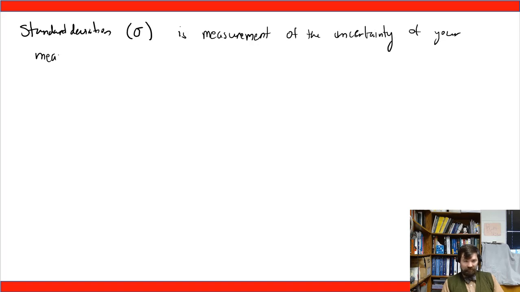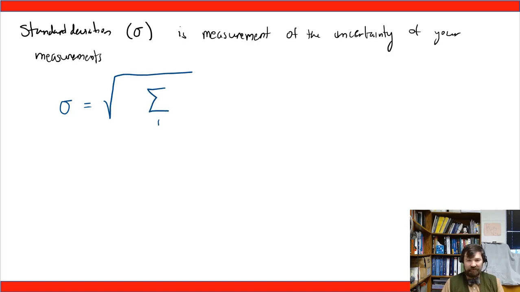And the way that we compute it is this. There's actually a few different versions of it. I usually compute a sample standard deviation, and what that looks like is, for all of them you basically are taking a square root. For all of them you're basically doing a sum, and what goes inside the sum is the difference between your individual measurements and your average measurement squared.